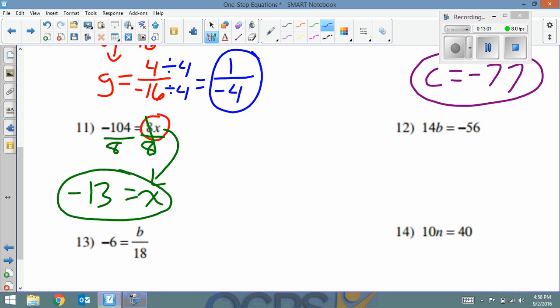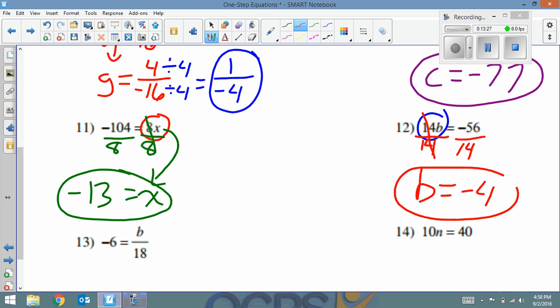Okay. Let's look at number 12 again. Look for that number and letter, and there they are. Okay, so they have a number and a letter side by side. So that means they're being multiplied. What's the opposite of multiplication? The opposite is division. So we're going to divide both sides by 14. Bring down my b, so I get b is equal to -56 divided by 14, which gives me an answer of -4.